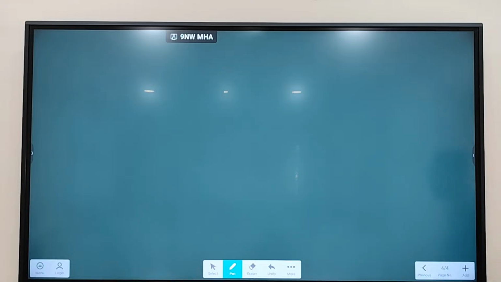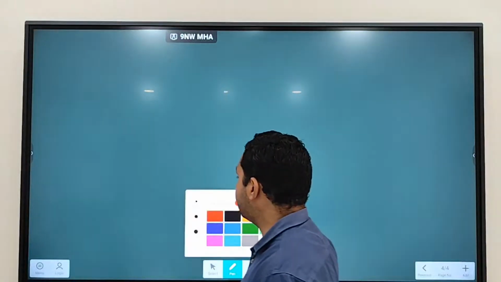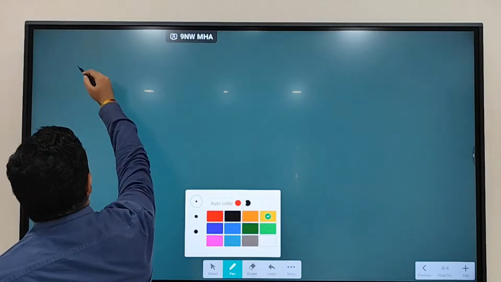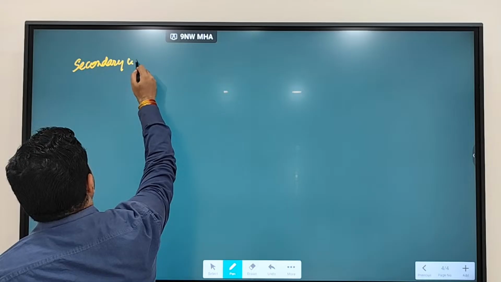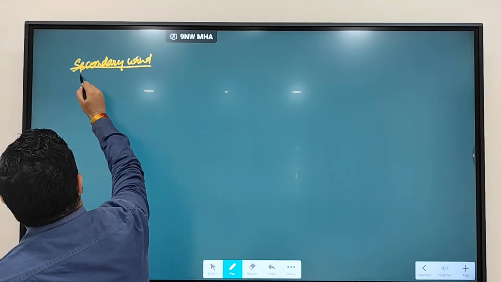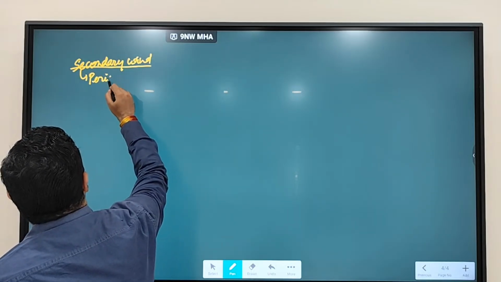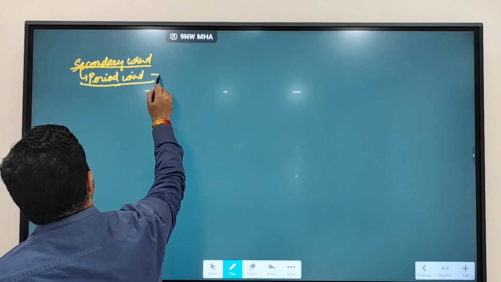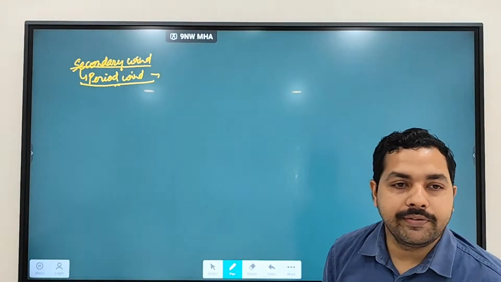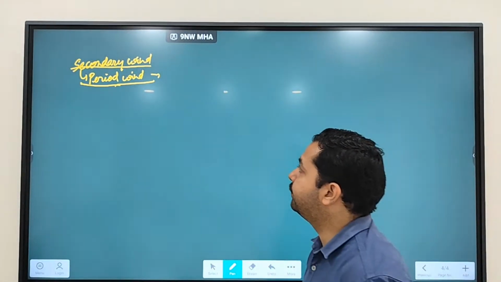So now we are coming to the second type of secondary wind, which is referred to as a periodic wind. One type of secondary wind we have discussed is the seasonal wind. The second type of secondary winds are your periodic winds. So what is periodic wind?